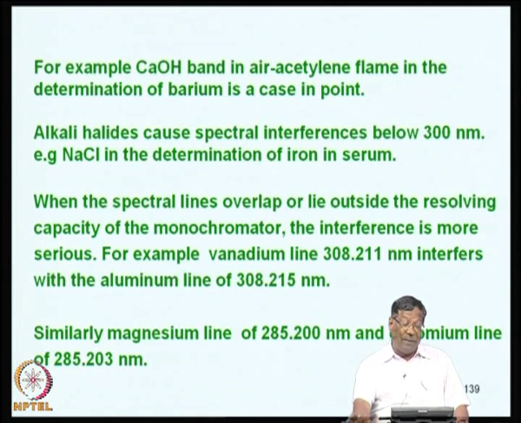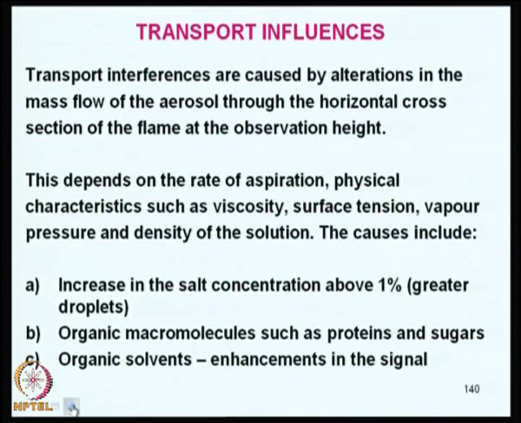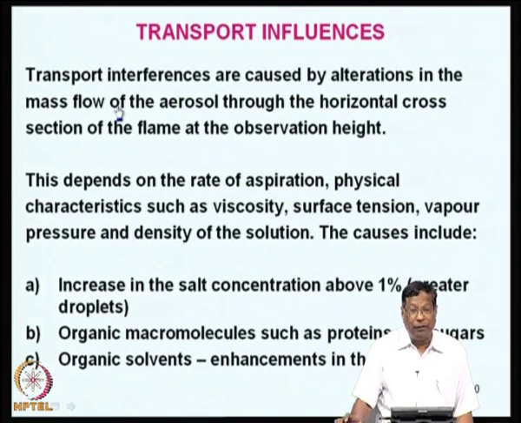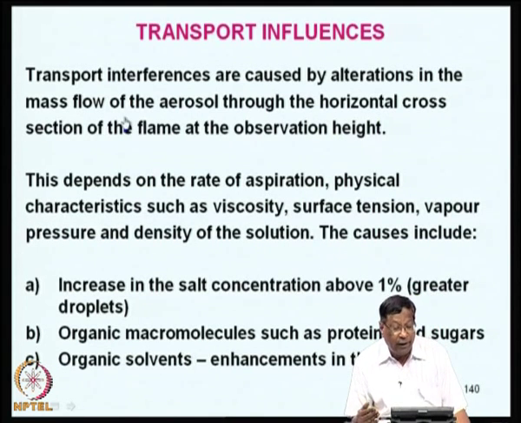Similarly, the magnesium line and chromium line have a difference of less than 0.005 nanometers. See here, 0.200 and 0.203, which will give you spectral interference, because the monochromator cannot handle this. Sometimes I have also told you about transport interferences. These transport interferences are caused by alterations in the mass flow of the aerosol through the horizontal cross section of the flame at the observation height.